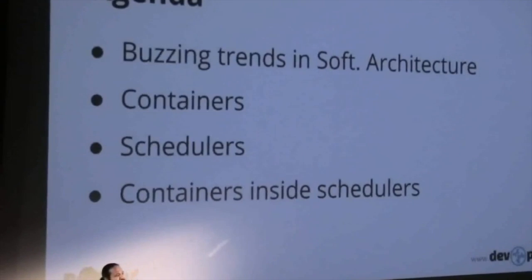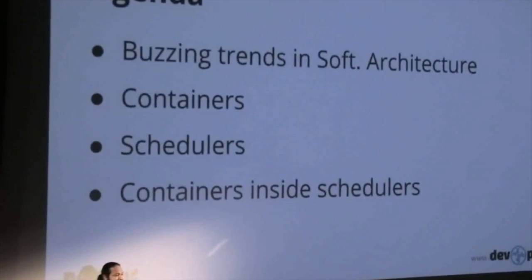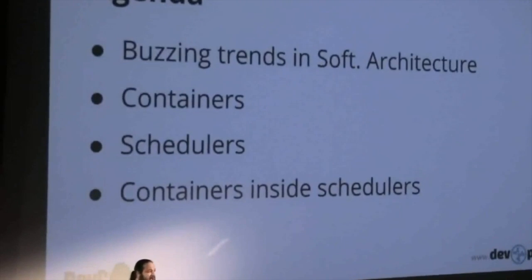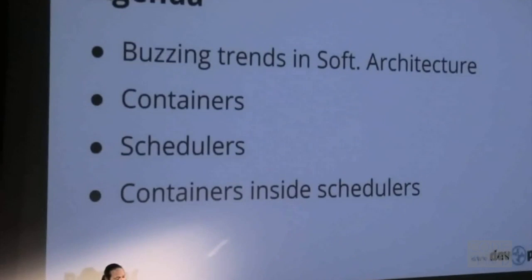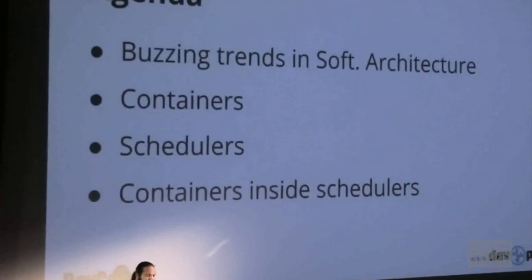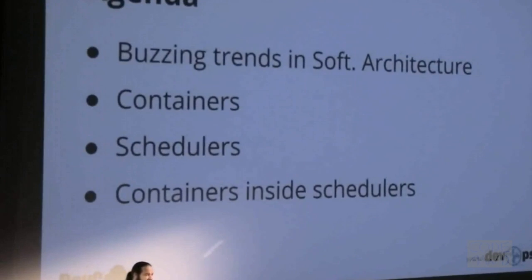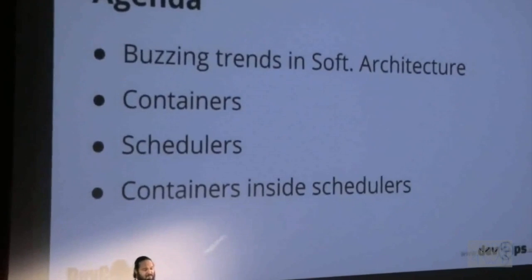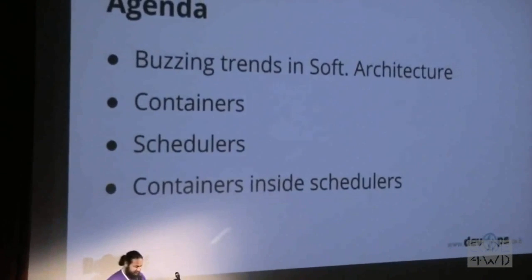A little bit of background. The background includes new stuff happening in the architecture, the containers thing that everybody's talking about, and the main topic of the talk is schedulers and running containers and the various kinds of schedulers, even though it's called grids. I'll explain at the end where that comes from.